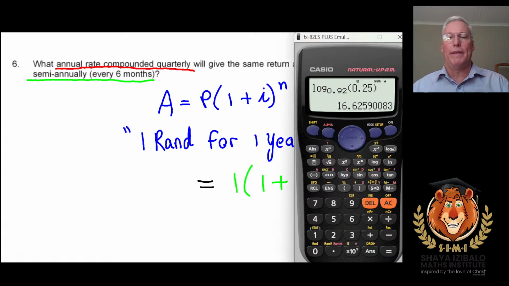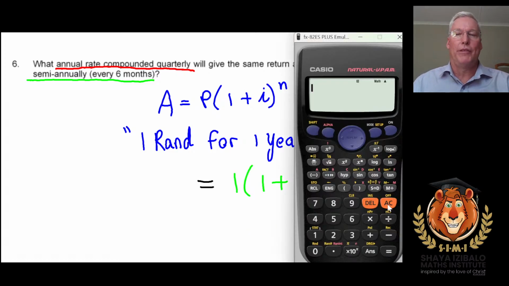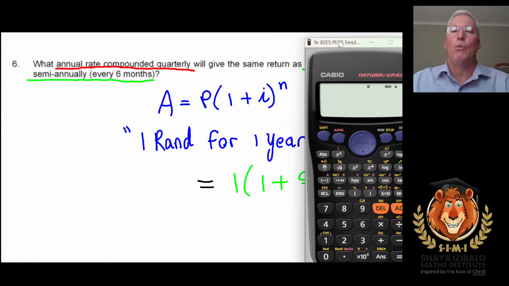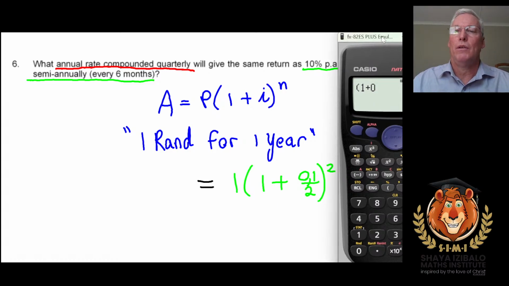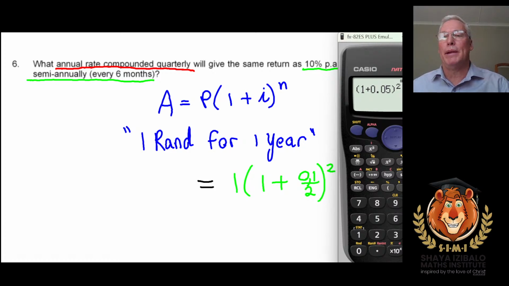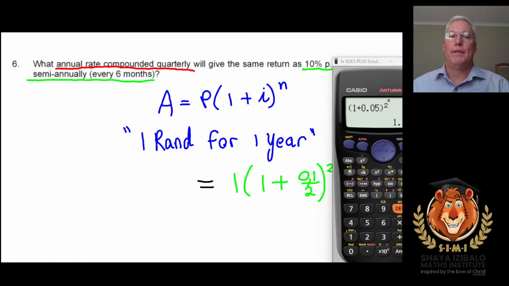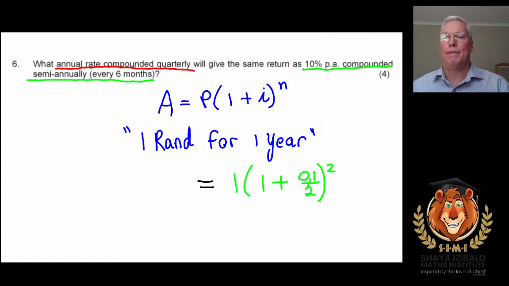I'm going to quickly work out what that number is, because it's quite a straightforward number. It's 1 plus 0.05 squared. It's actually going to become R1.1025.